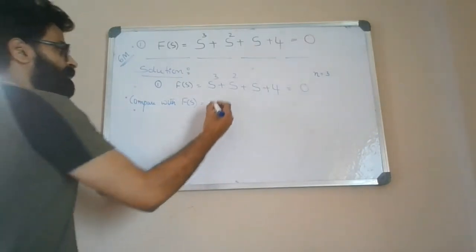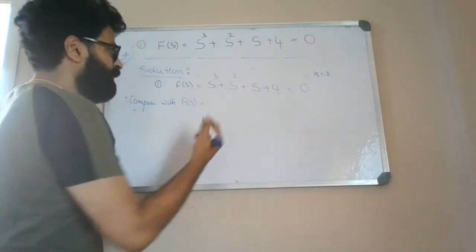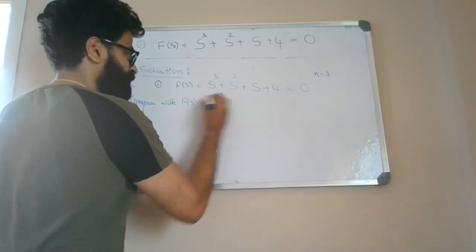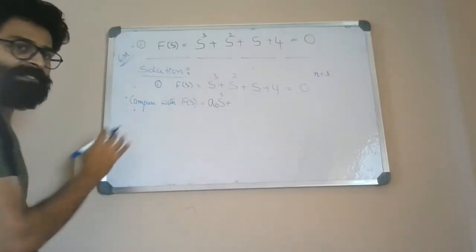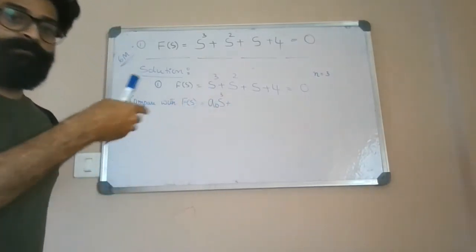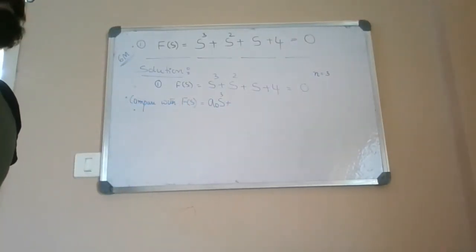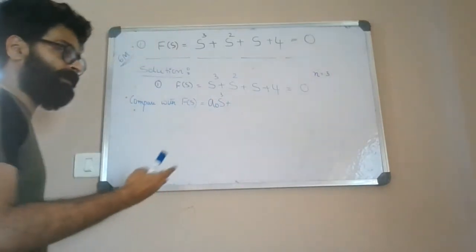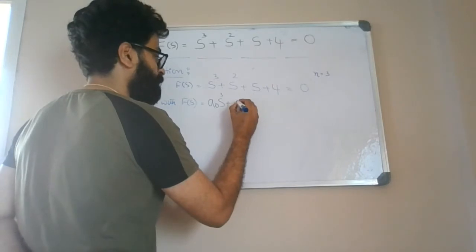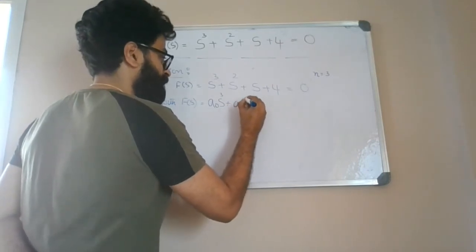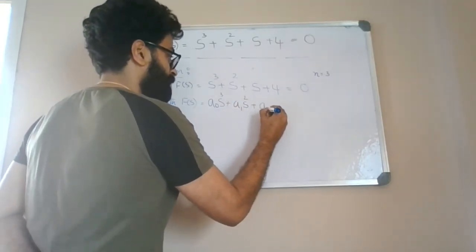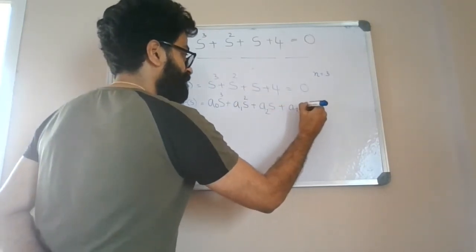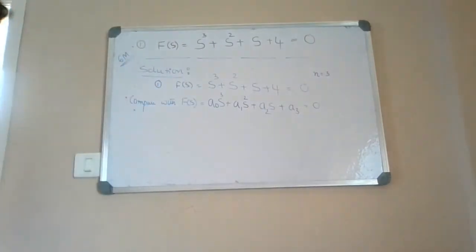So you can write the equation as a naught s to the power 3. This is your standard equation, which is taken from the standard form, or the denominator polynomial d of s. So a naught s cube plus a1 s squared plus a2 s to the power 1 plus a3 is equal to 0.